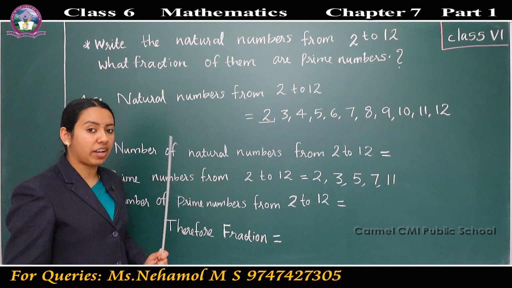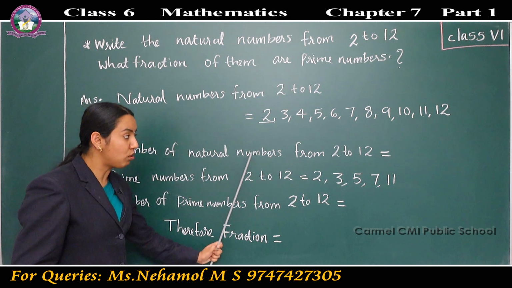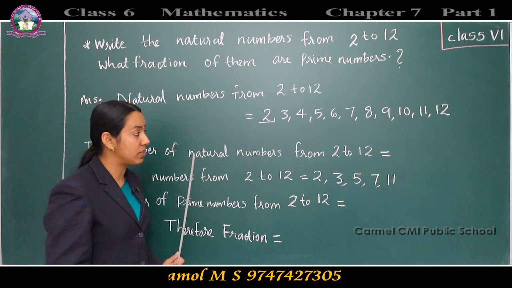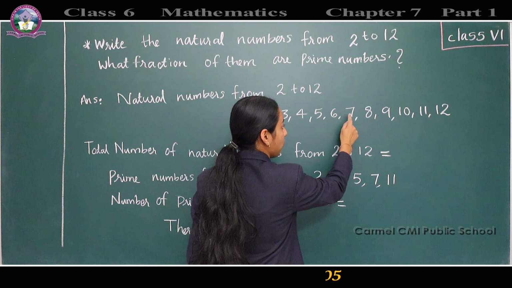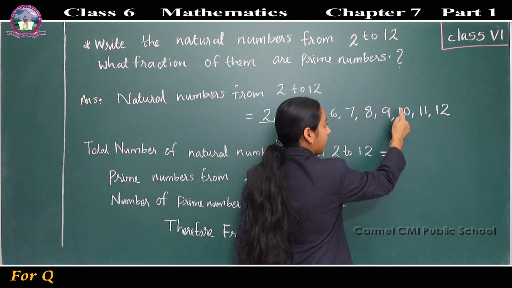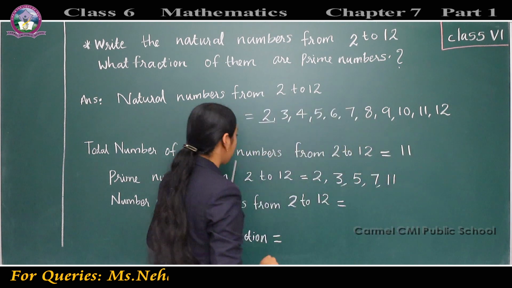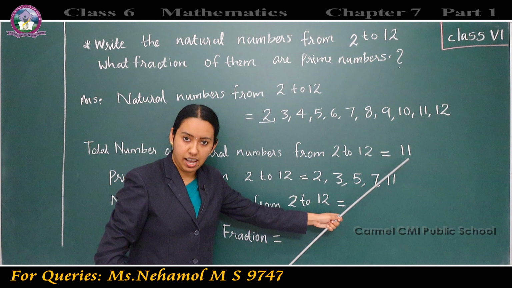Now we have to find the fraction. So we have to find the number of natural numbers from 2 to 12. How many natural numbers are there? 1, 2, 3, 4, 5, 6, 7, 8, 9, 10, 11. So the total number of natural numbers from 2 to 12 is 11.